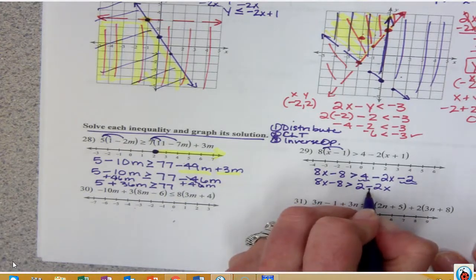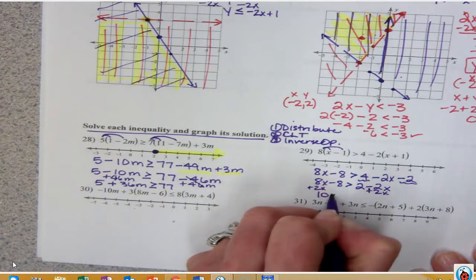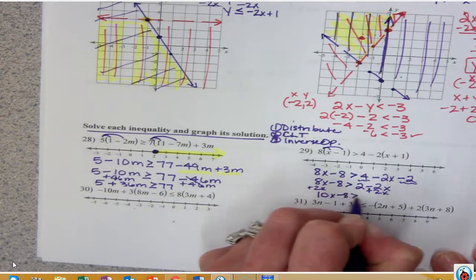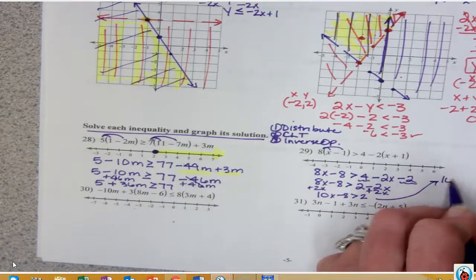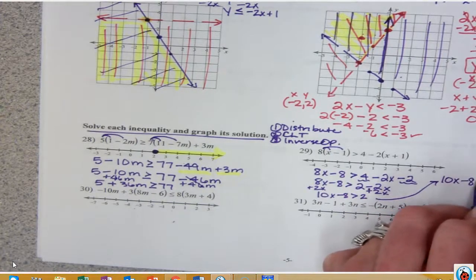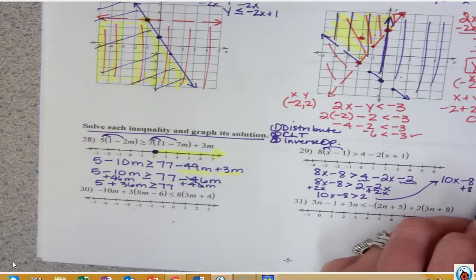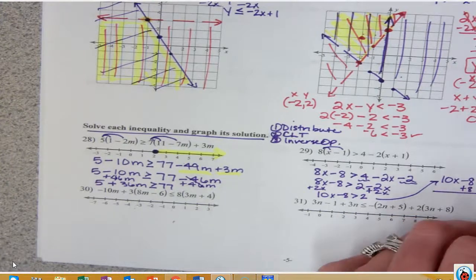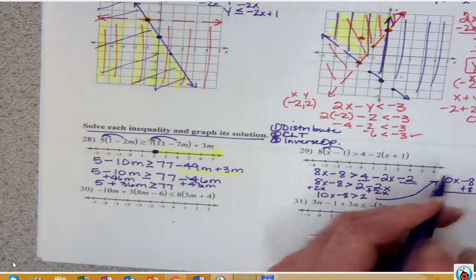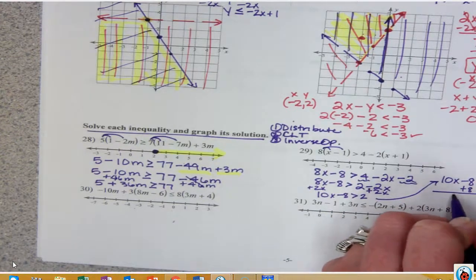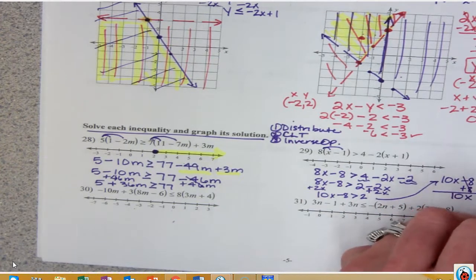So let's add 2x, and I get 10x minus 8 greater than 2. So I'm going to bring that over here because I'm running out of room. 10x minus 8 greater than 2. So let's add 8 because I've got to get that 8 over on the other side. And I have to balance my equation. I have to do one side, I have to do the other side of the sign. So I get 10x, these cancel each other out, greater than 10.